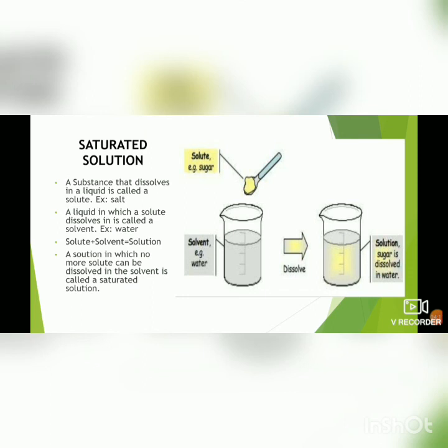So can I keep on adding sugar to this water? Will it keep on dissolving? Yes, you are right. After some time it won't dissolve. So the point where the water cannot take any more solute, we call this a saturated solution. So these are some of the methods of separation. Hope you understood the lesson.